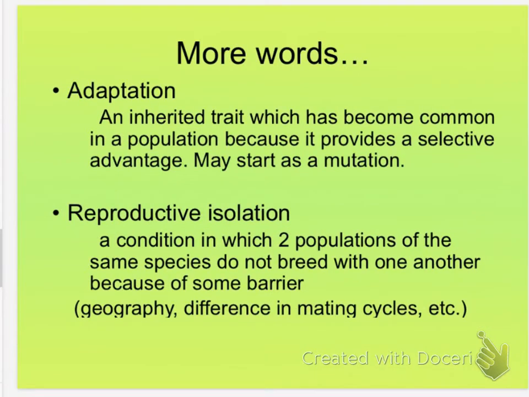Okay, a couple more vocabulary words to add. An adaptation. You've heard this word. An adaptation is just some characteristic that's inherited, and it ends up being common because it gives some advantage. It confers some advantage. It may start out as a mutation. So let me ask you this: how many blue-eyed mutants do I have in here? Who's got baby blues? Okay, you guys are all related more closely than the rest of us.